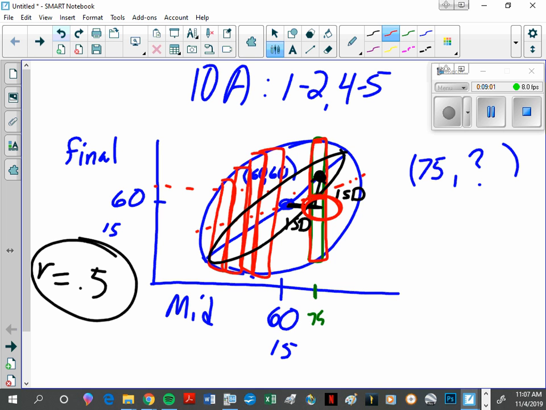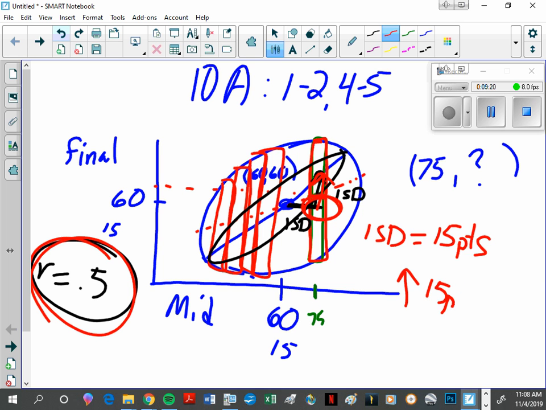How far off is it going to be? And the answer is it's 50% off. The increase is 50% off. So instead of going up 1 SD, which is 15 points, we're actually going to go up 15 points times 0.5, which is 7.5. What does that number tell me?